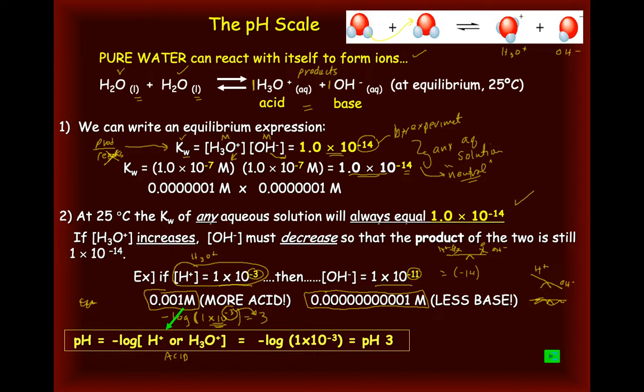Okay? So if I do that, if I take the negative log of 1 times 10 to the minus 3, I will get pH 3. All right? And that's exactly what the pH is. So we don't have to walk around saying, the acid molarity is 1 times 10 to the minus 3 moles per liter. We could just say pH 3, and people know what you're talking about.